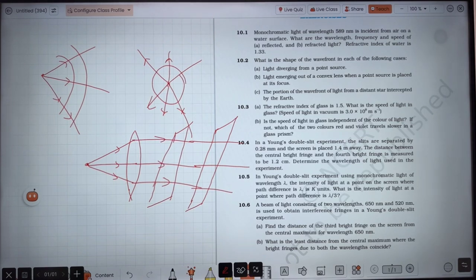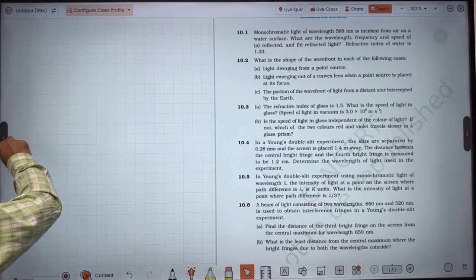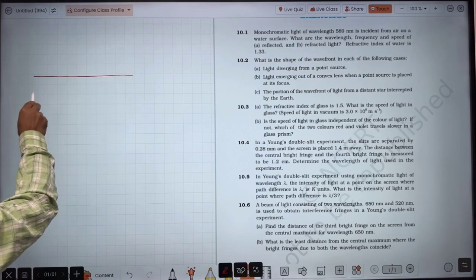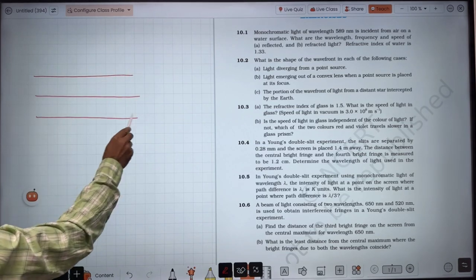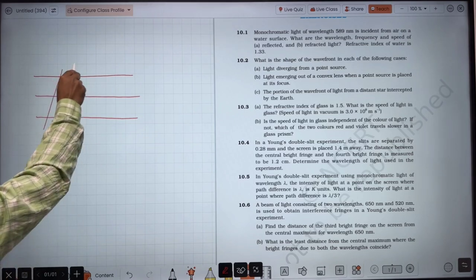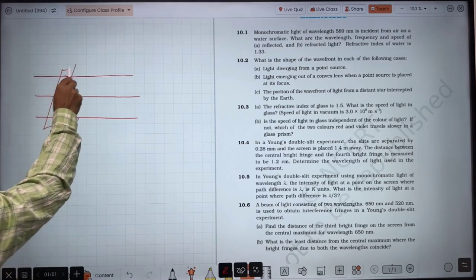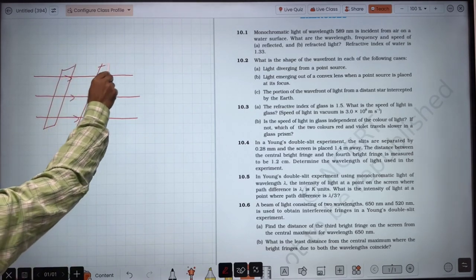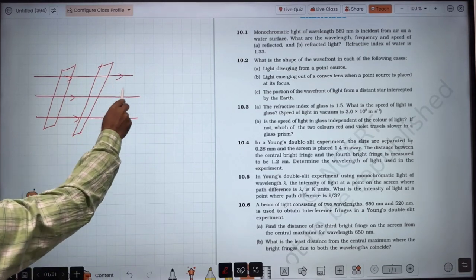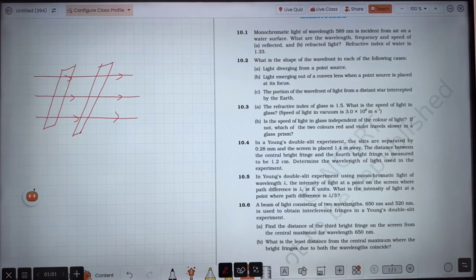Then, a portion of the wavefront of light from a distant star is intercepted by Earth. So obviously, if the star is very far, the rays will be parallel. If rays are parallel like this, in that case, we will get this type of wave, plane wavefronts. Right? So this is the case. So this is the answer to the second question.